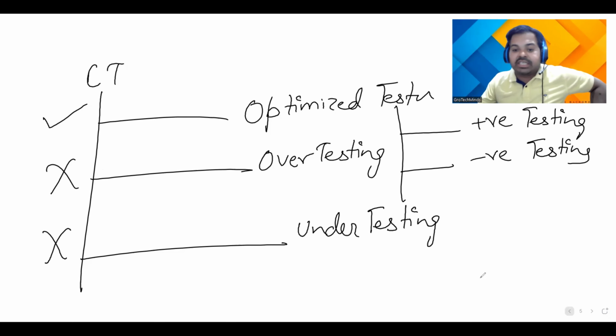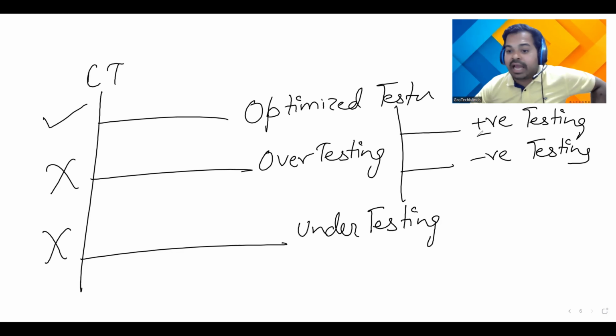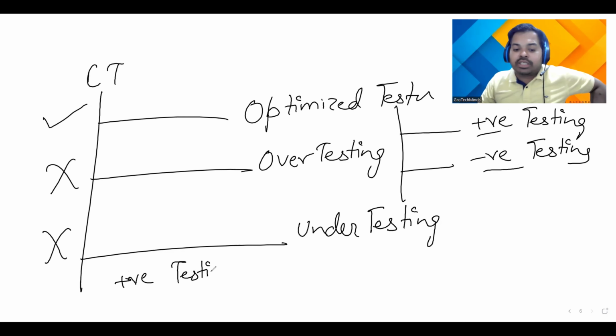Component testing is testing the different components of my application by doing both positive testing as well as negative testing. What is positive testing and negative testing? Let's discuss it. Guys, positive testing means testing the functionality of your application as per the requirement.